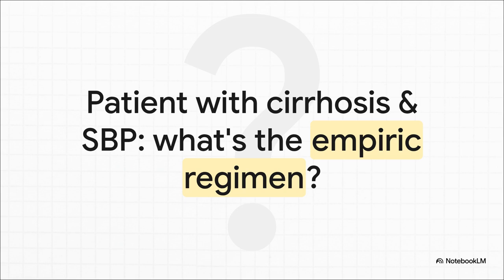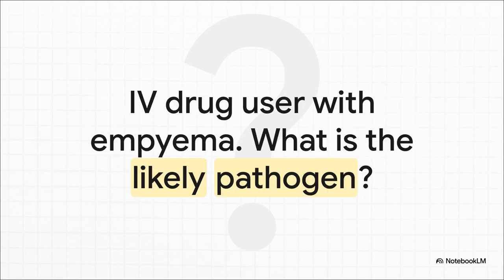In SBP, you're primarily worried about gut bacteria, like E. coli and Klebsiella, and this combination provides excellent coverage for those common culprits. All right, next one, an IV drug user comes in with pneumonia and empyema, and they're not getting better on the usual antibiotics. Who is your number one suspect? Is it H. flu, Mycoplasma, Staph aureus, or Legionella? Think about the risk factors.